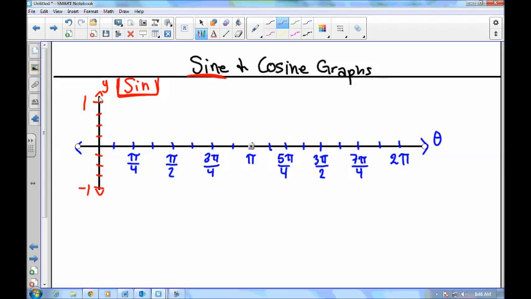Okay? What's the height of the first bar on sine? What's the height of the first bar? It's actually 0. Versus what's the height of cosine's first bar?